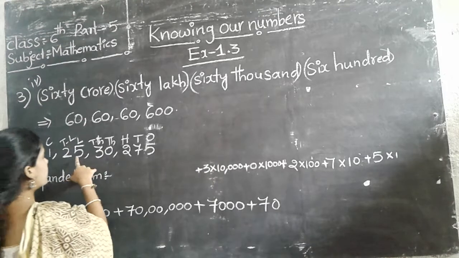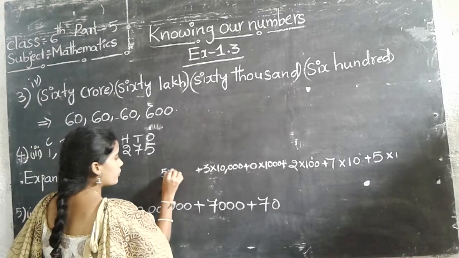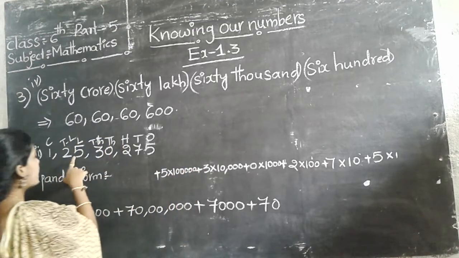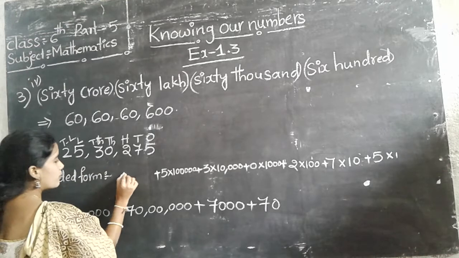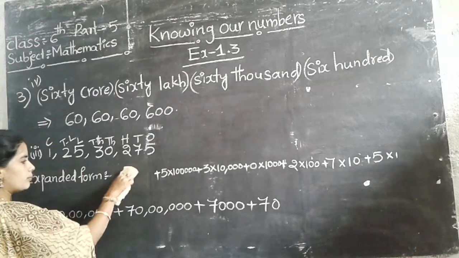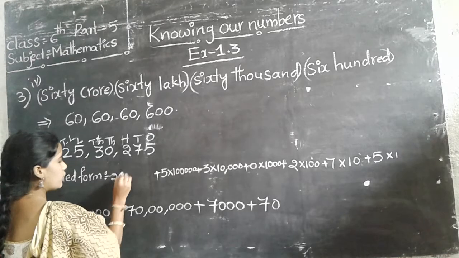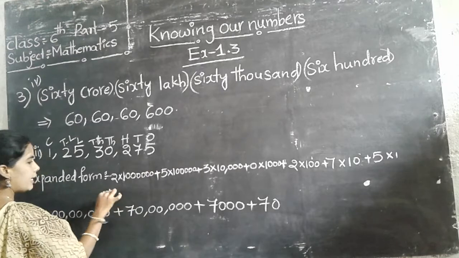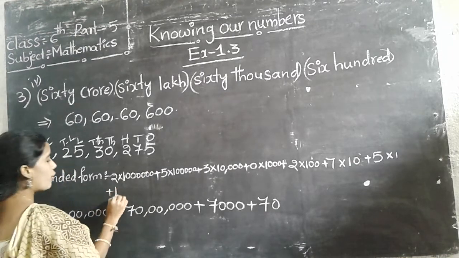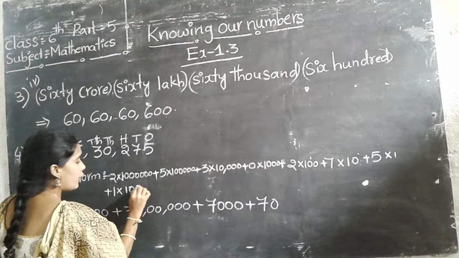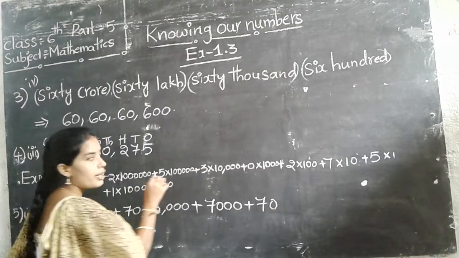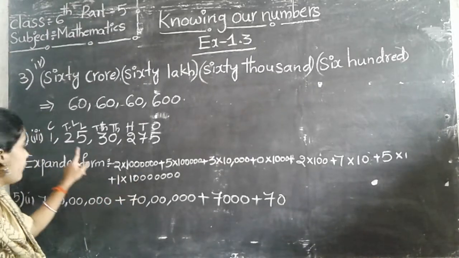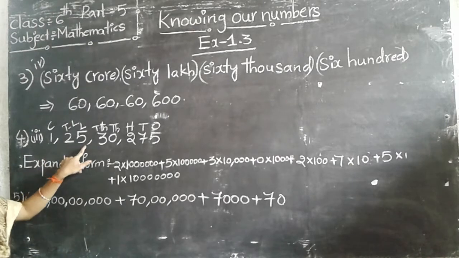Next, lakh: 5 into 1 lakh. Next, 10 lakh: 2 into 10 lakh, 6 zeros: 1, 2, 3, 4, 5, 6. Next, only 1 crore. Last, that is 1 crore, 7 zeros: 1, 2, 3, 4, 5, 6, 7. So this is the expanded form of the given number, that is 1 crore, 25 lakh, 30,275.